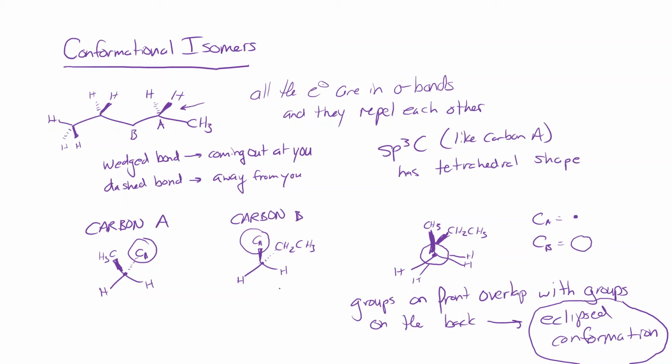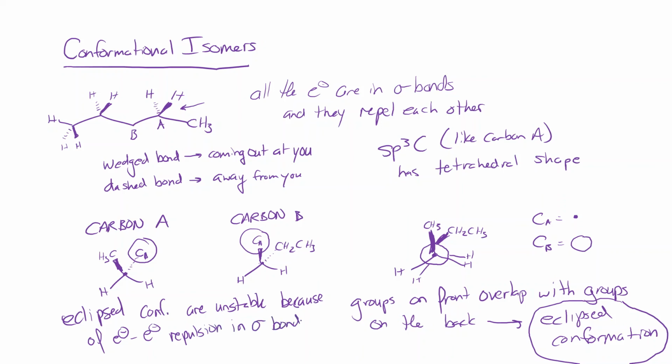And so in the eclipsed conformation, I guess we'll write it down here: eclipsed conformations are unstable because of electron repulsion in the sigma bonds. Okay, and this has a very special name. Instead of saying electron repulsion in sigma bonds, we call this steric repulsion.